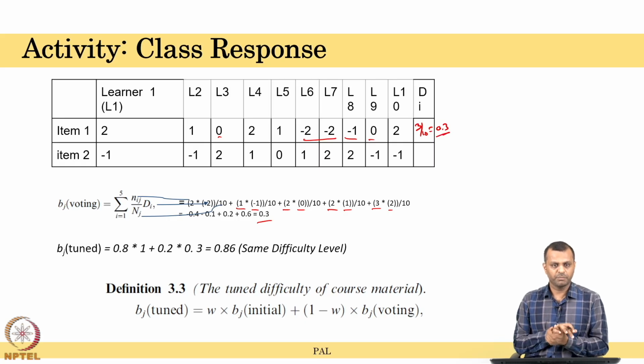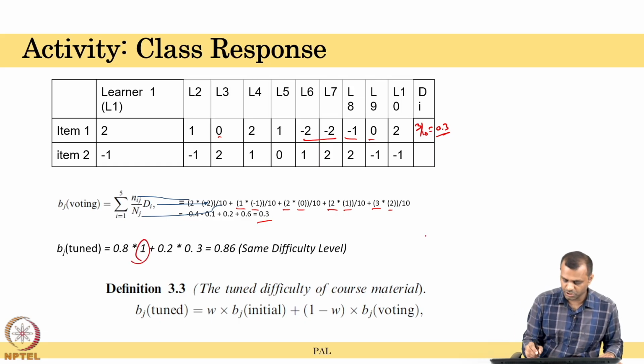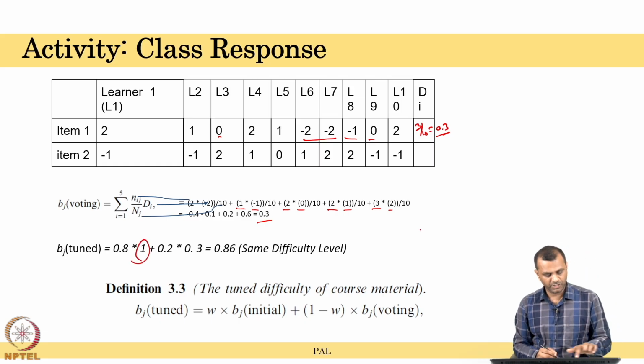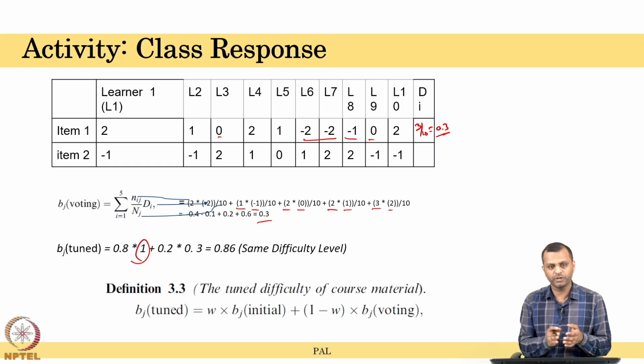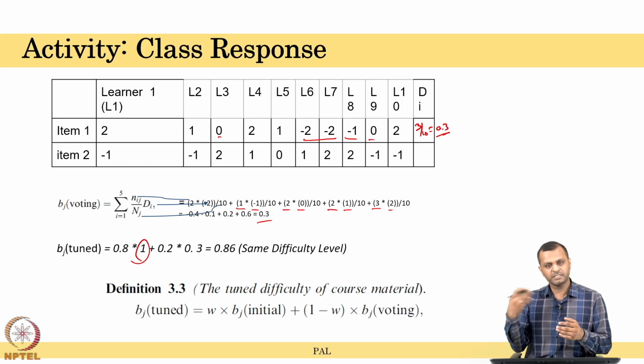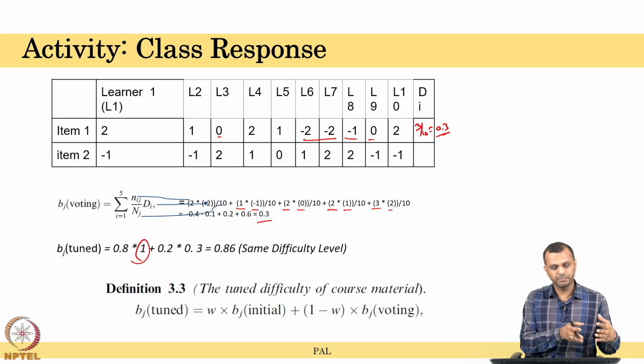Should I change it completely, change the initial difficulty of 1 to 0? That depends on the weight. Now I'm just reducing 1 to 0.86. I'm reducing it a bit. So if more and more learners say it's not difficult, I would change slowly to the learners' difficulty level. That's the idea. So I give more emphasis on the expert here.